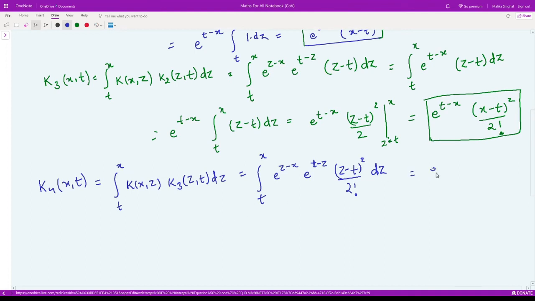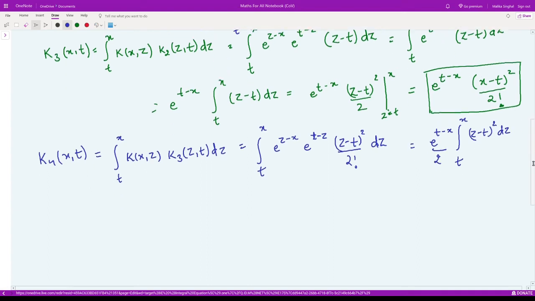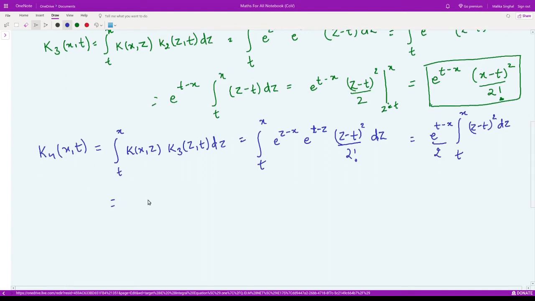So we would get e to the power t minus x out from this integration sign, integration from t to x, and it would be (z minus t) square dz, right? This 2 could also be taken out. So what do we get? When you simplify this, you'll get e to the power t minus x divided by 3 factorial, (x minus t) raised to power 3. So this is the fourth kernel, right?